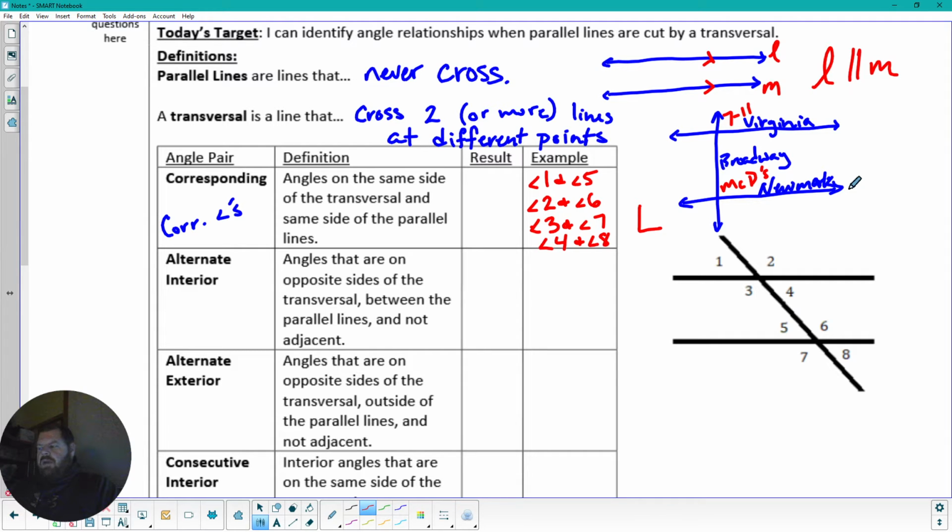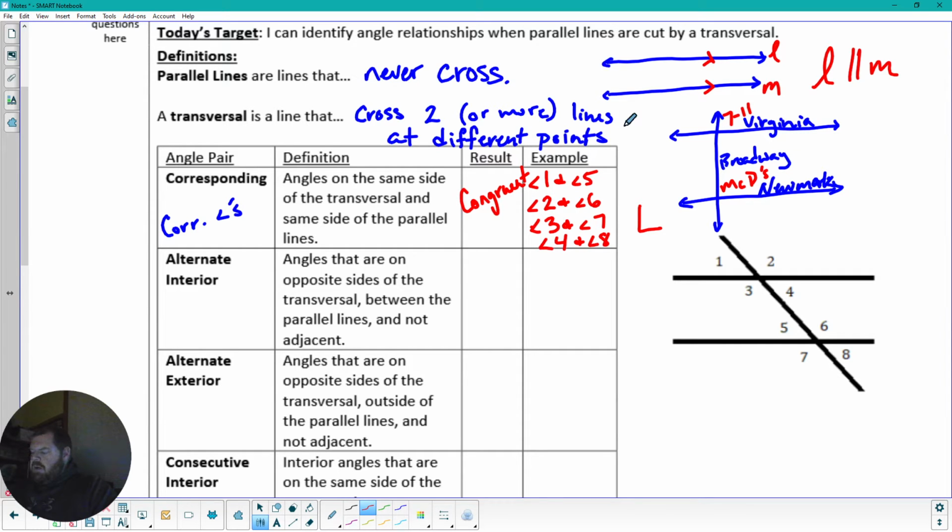Now here's the big result. When the two lines are parallel, all those pairs of angles are congruent. Angle 1 is congruent to 5, 2 to 6, 3 to 7, 4 to 8, meaning they have the same measure. It's the same number of degrees of an opening. Okay, we're going to say that they are congruent. Okay, those angle pairs are all congruent.